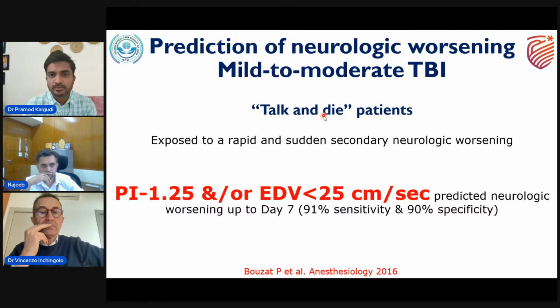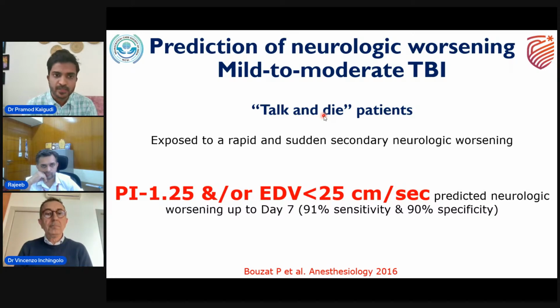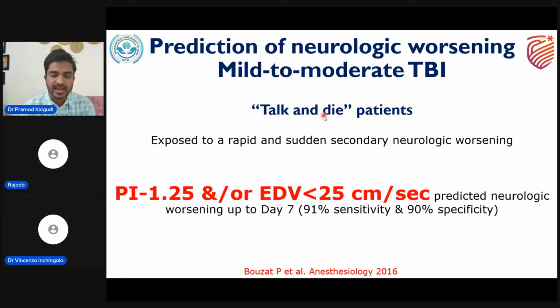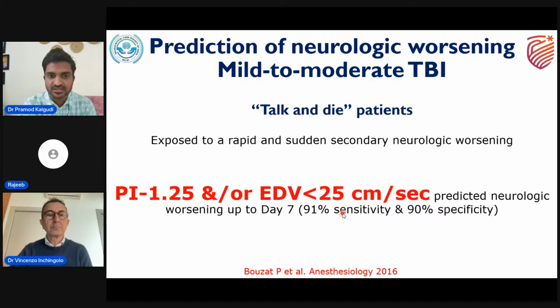It also helps us to predict outcomes in patients who come to us with mild to moderate TBIs. All of us who are working in the intensive care units might have seen patients who were talking in the morning but passed away at night or later in the evening because of a sudden increase in the ICP or worsening of neurological condition due to secondary brain injuries. So how do we anticipate such injuries happening in patients with mild to moderate TBI? You do the TCCD and look for the pulsatility index and end diastolic velocity. If the PI is 1.25 and the EDV is less than 25 centimeters per second, it predicts that neurological worsening in these patients is expected to happen in the next 7 days.